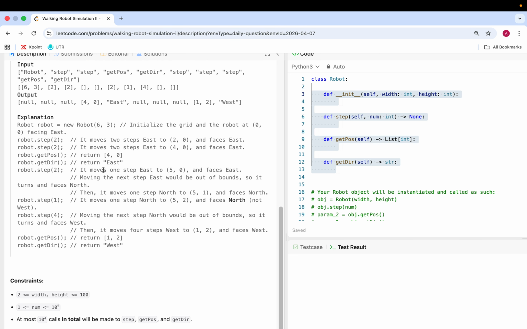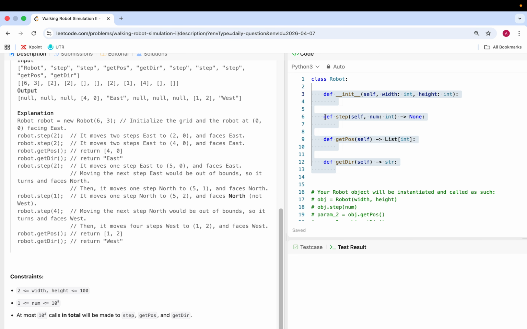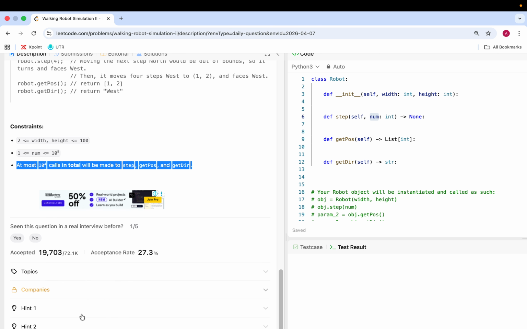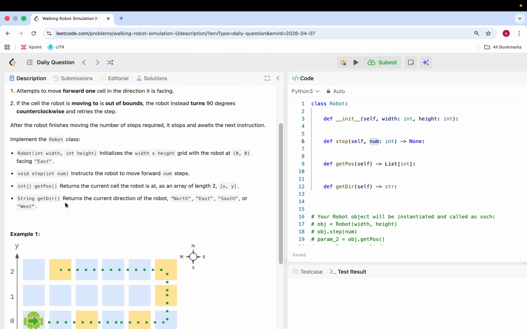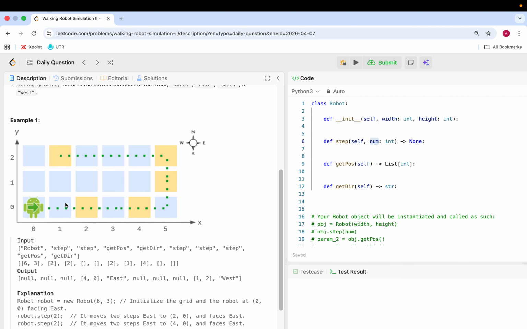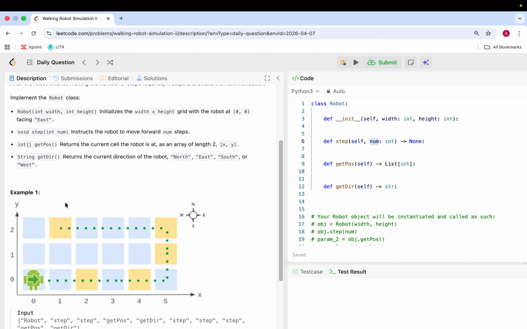So num, what's num? Num is the number of steps you might take. Ooh, so that means you can't just simulate, does it? Yesterday we were able to go one step at a time. I don't think that'll work this time. But I also think this is more predictable than yesterday's because this one has no obstacles. Were there obstacles? Yeah, yesterday there were obstacles, right?